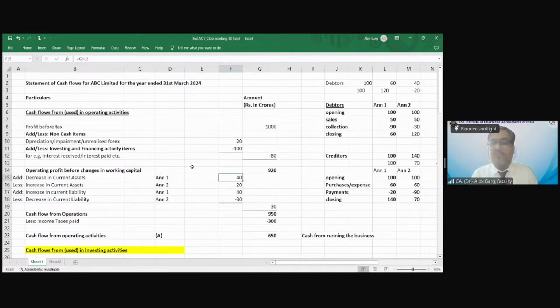Okay. So whenever there's a decrease in current asset, your cash flow will increase. Whenever there is an increase in current asset, your cash flow will decrease. Vice versa. Whenever your current liability will increase, of course your cash flow will increase. Yes or no? Yes.